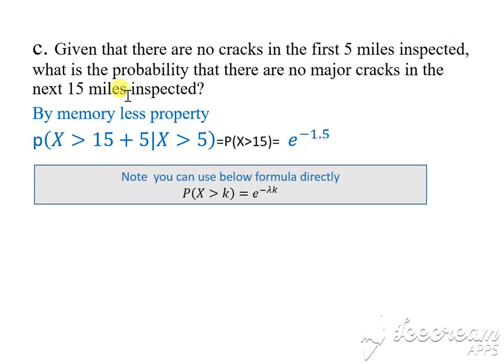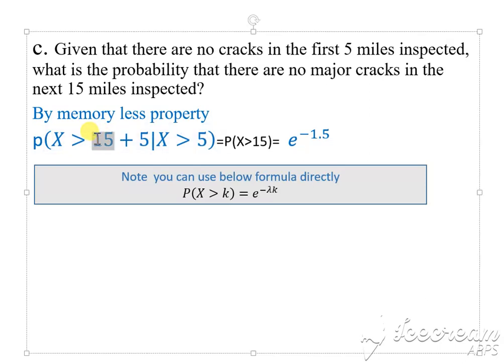So you can express it like this: probability of x greater than 15 plus 5, given that x is already greater than 5. To compute that, we consider what will happen in the next 15 miles. So what is the probability that no major cracks appear in the next 15 miles? That is called the memoryless property. To compute that, as I told you, for probability x greater than k, we can directly use the formula, and we will get the answer.